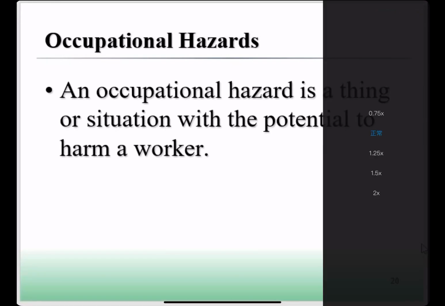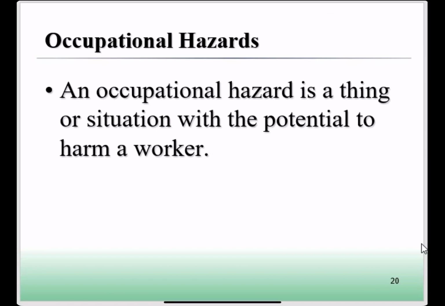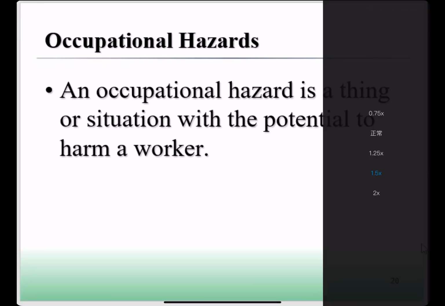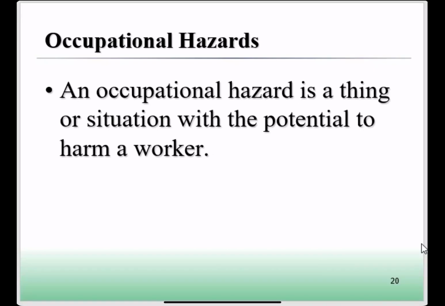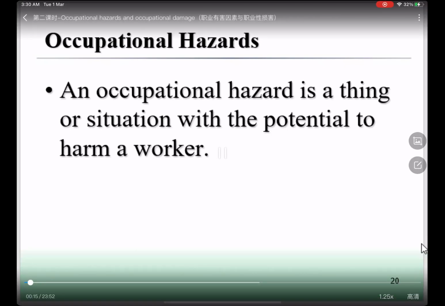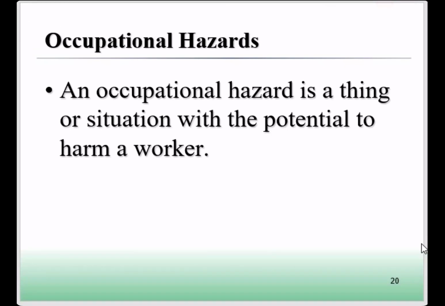Occupational hazards. An occupational hazard is a thing or a situation with the potential to harm a worker. So from this sentence, we can see occupational hazards can be a thing, for example, a chemical agent or physical agent, or maybe a situation. For example, your posture or the place you can be exposed to solar radiation. That is a situation.